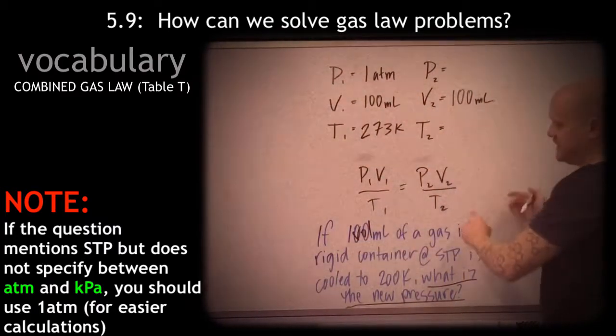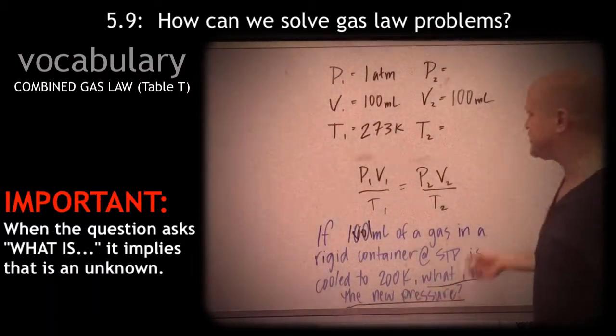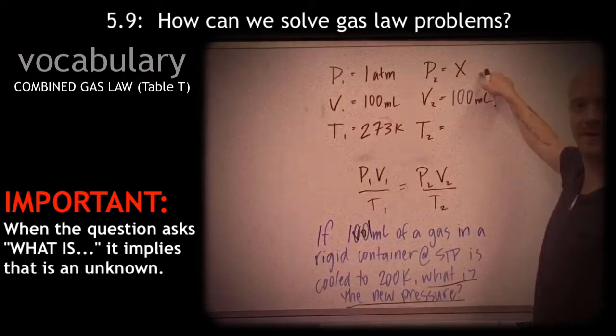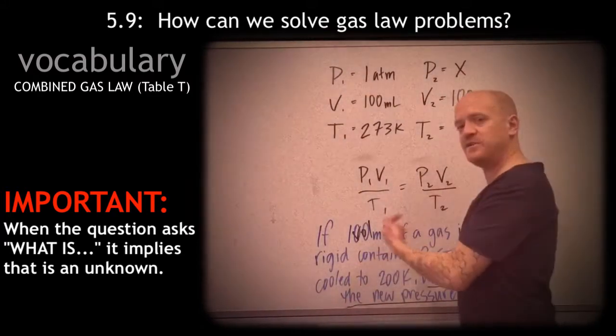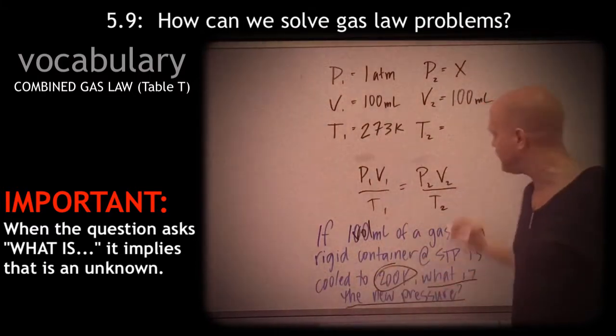Now the final conditions: I have a temperature and a pressure. Since it asks what is the new pressure, that means my pressure is the unknown. What is the new temperature? I look down here for the unit Kelvin, and I see I have 200 Kelvin.